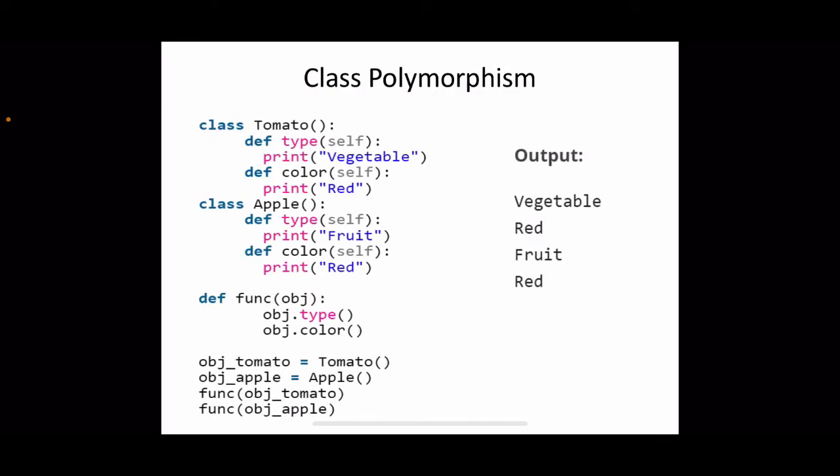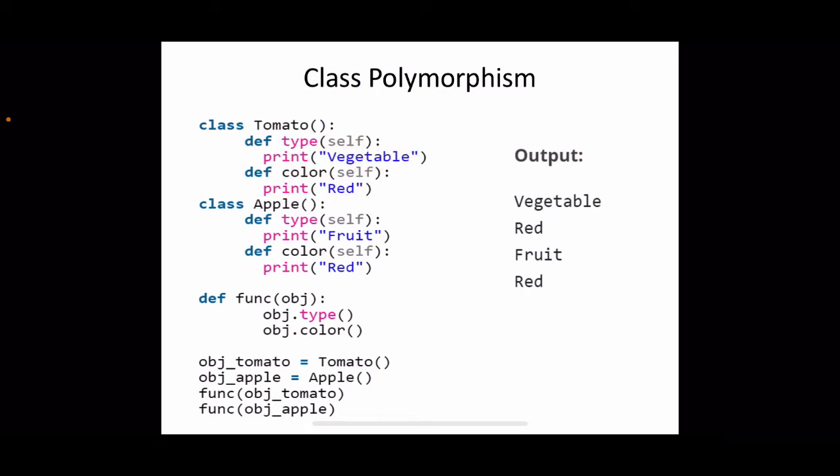We have two different classes. One is tomato and the second one is apple. Inside the tomato class, we have two different methods. One is type and the second one is color. Inside the type method, we simply print vegetable. In case of color, it simply prints red.